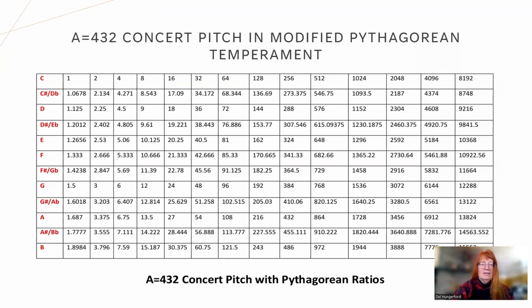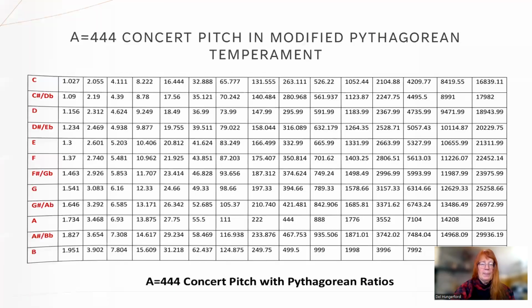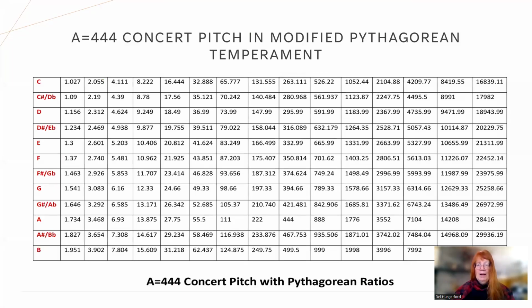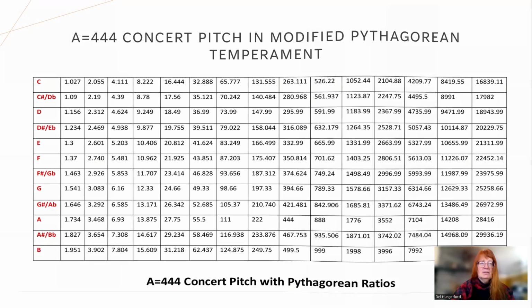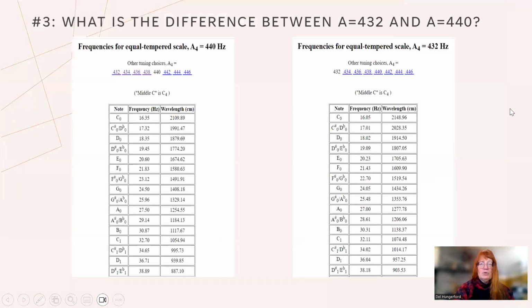All right, now I'm going to go ahead and scooch on over to the 444. You're going to notice the numbers are quite a bit higher than they are in the 432. And the ratios, the distance, is still the same, because it's modified Pythagorean temperament in both. And so go ahead and screenshot that if you want it. And I'll give you a second to do that. And then I think the next one is number 3, which we'll get to next time.